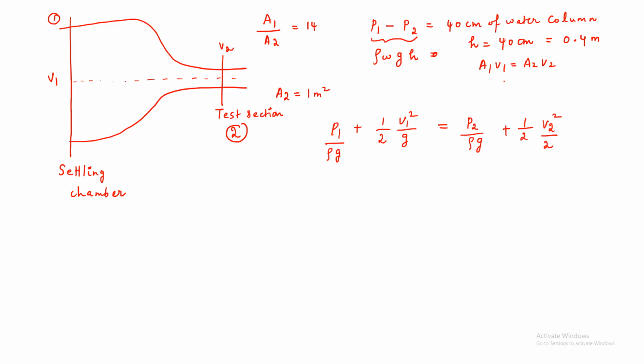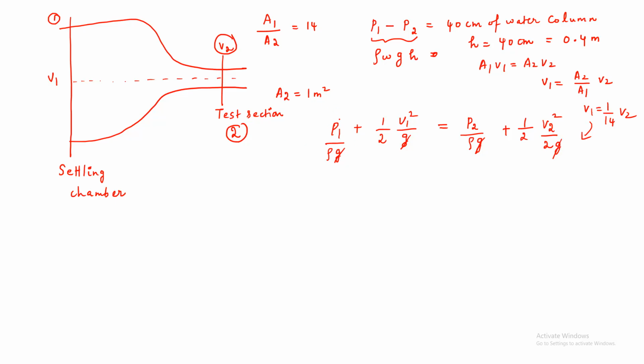Since we want to find the velocity at the test section, let's write this relation in terms of V1. Then we get A2 by A1 times V2. A2 by A1 is 1 by 14. So V1 is 1 by 14 V2. Let's substitute here. Let's cancel all the g's.